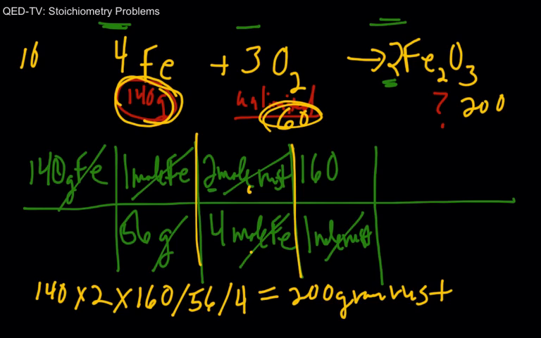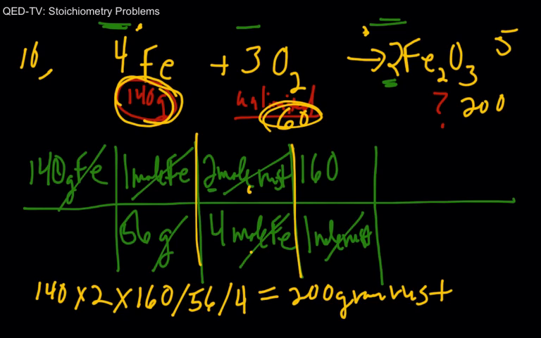Because if 4 moles of iron makes 2, the ratio is 2 to 1, right? 4 to 2 is 2 to 1. So 10 would make how many? Well, it would make 5. So if I had 10 moles of iron, I can make 5 moles of rust. So you can do that with moles. You can't do that with the grams. If you're in grams, you've got to convert it to moles and then do that. So 4 makes 2, 6 would make 3, 10 would make 5.